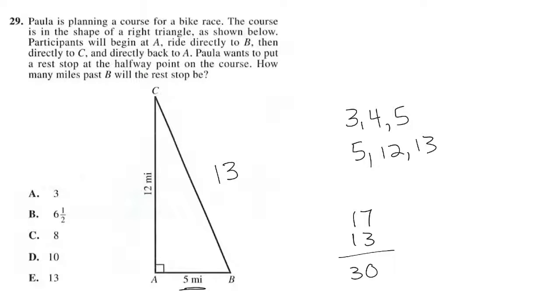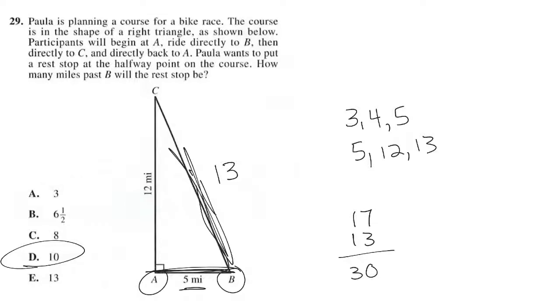So halfway, that halfway mark is going to be 15. So we're starting at A, if I'm remembering, yeah, you will begin at A. And so we need to go 30 all the way around, and then the halfway mark is going to be 15. So how far past B are we going to have to go? Well, here is 5, and so we've got to go another 10. So we've got to go up through here another 10. So it looks like here the answer choice is going to be D.